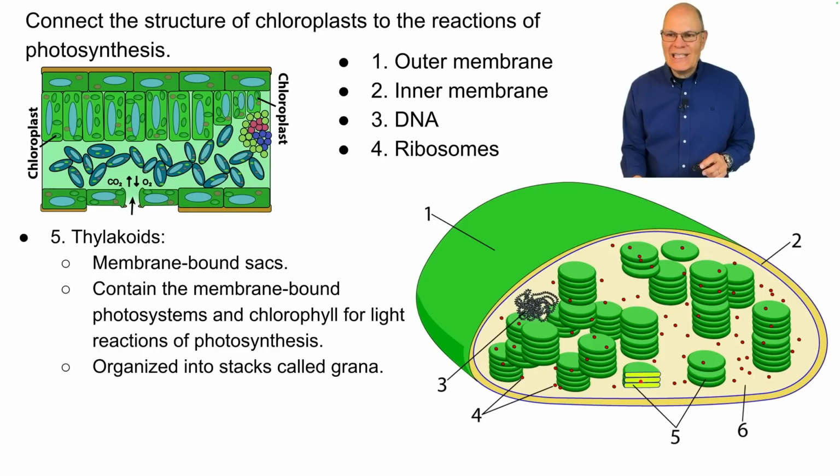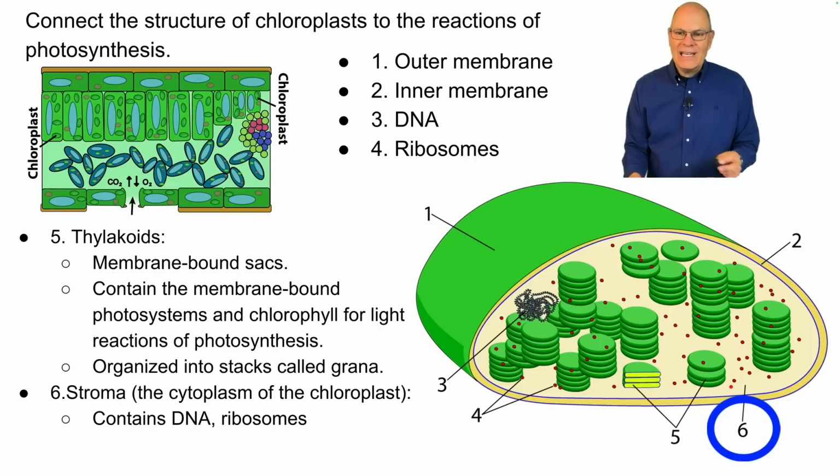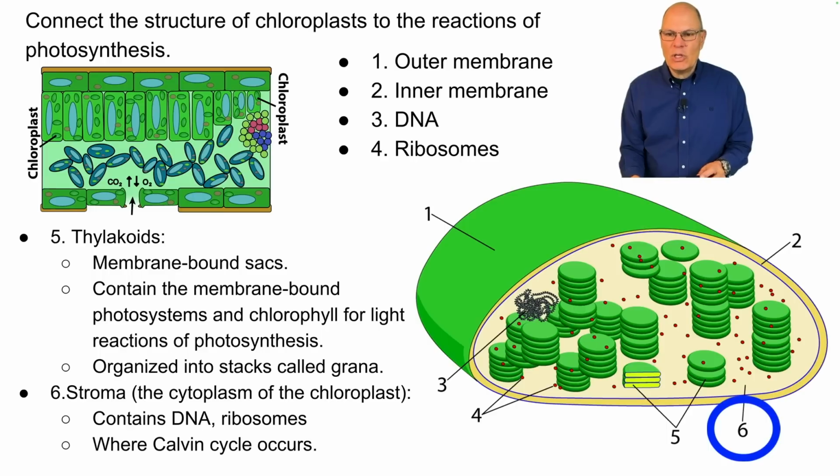They're organized into these stacks called grana, and surrounding them is the stroma, which is essentially the cytoplasm of the chloroplast. It contains DNA, it contains ribosomes, and it's where the Calvin cycle occurs, so that's where carbohydrates are actually created.